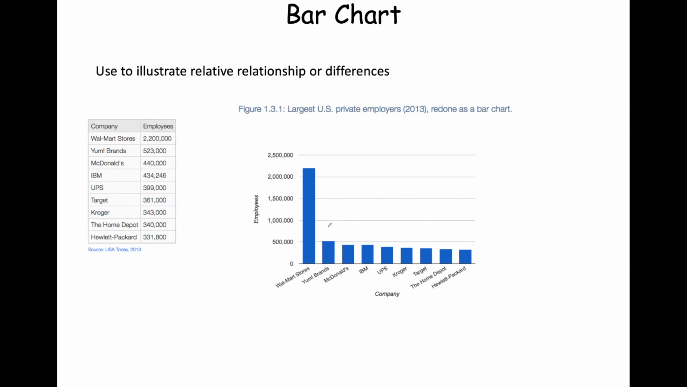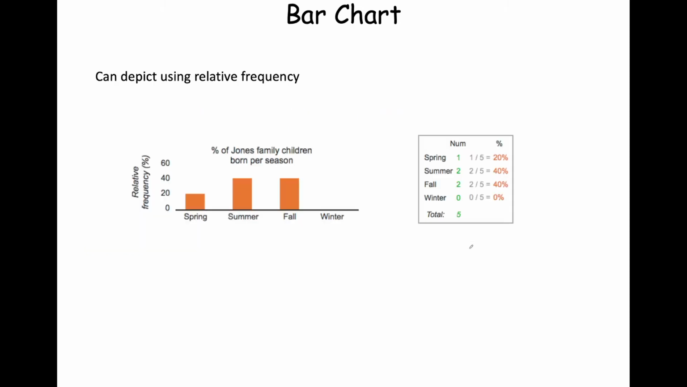Walmart's number of employees is about 4 times, a little bit more than 4 times, the number of employees at Yum Brands, which owns Taco Bell and KFC and a couple of others. Likewise, we know that among all of them, Hewlett-Packard employs the least, and that Home Depot is not very far off from the number of employees at Hewlett-Packard. And so bar charts can be very useful in drawing comparisons.